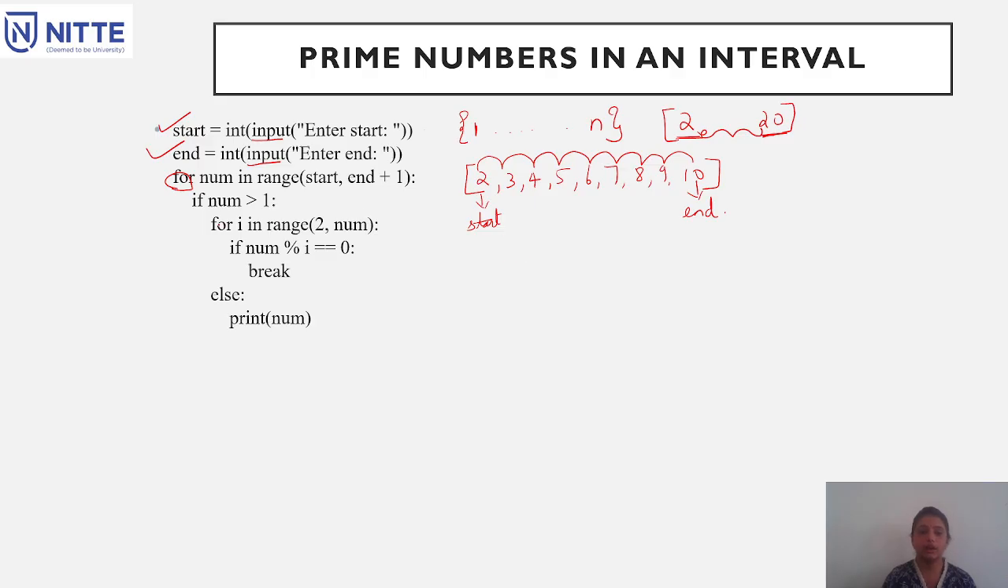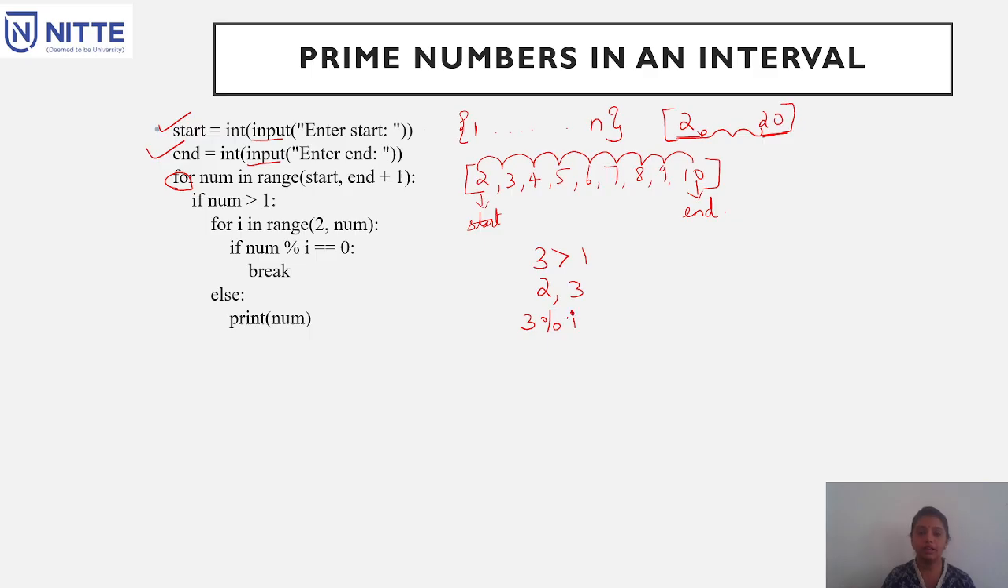Now, as you can see, if num is greater than 1, for example, if 3 is greater than 1, it is true. When it is true, I am moving to the next for loop. So, for i in range of 2 to num. 2 is your starting number and num, what is my num now? Num is 3. Okay, so 2 and 3 get compared.